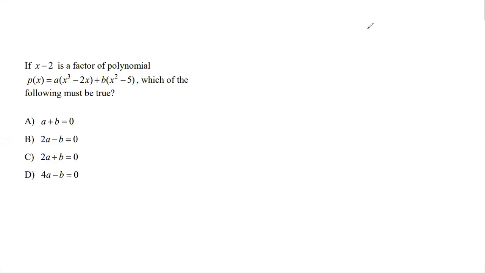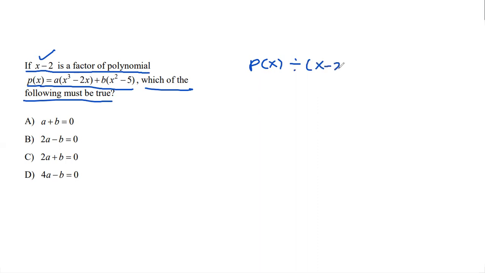All right, in the next question, if x minus 2 is a factor of polynomial p(x), and p(x) is given, then which of the following must be true? So when it says x minus 2 is a factor of the polynomial, it means if you divide the polynomial p(x) by x minus 2, you are going to get the remainder as 0 according to the factor theorem, right?